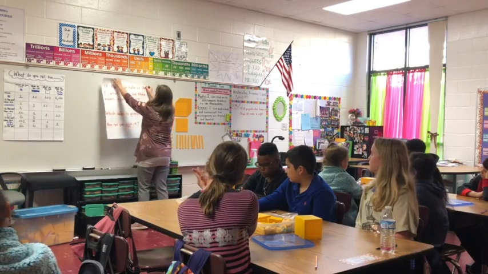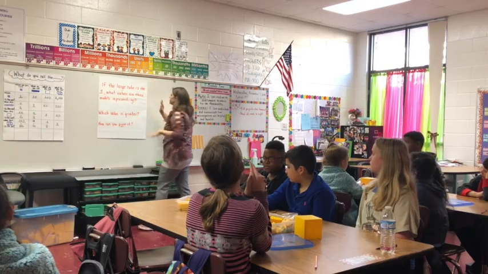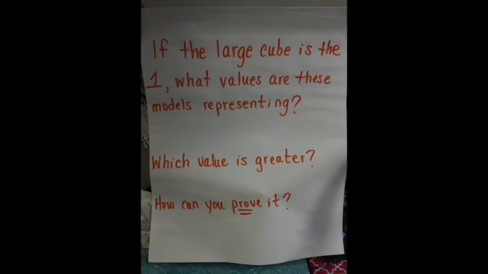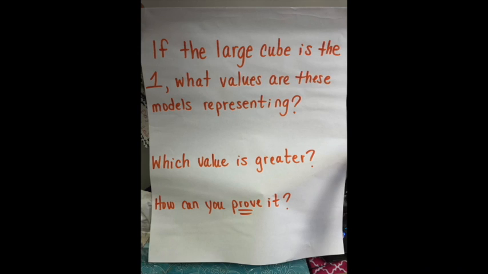Okay? So you're going to look at the models that I give you. If the large cube is the 1, what values are these models representing? Second question, which value is greater? Third question, how can you prove it? You have a judge in here, they're saying you've got to prove to me which one is greater. What is your evidence? How can you prove it?